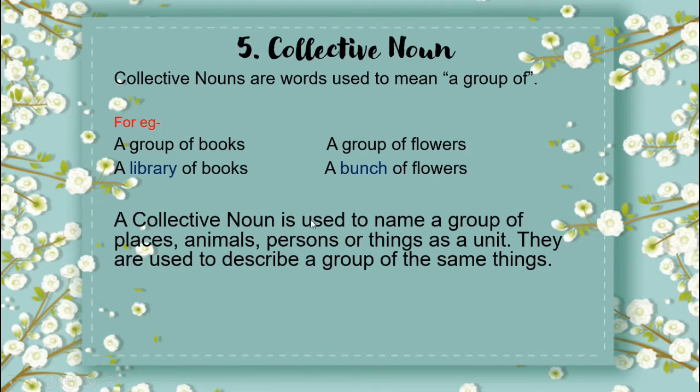A collective noun is used to name a group of places, animals, persons, or things as a unit. They are used to describe a group of the same things. For example, audience, crowd, team, etc.